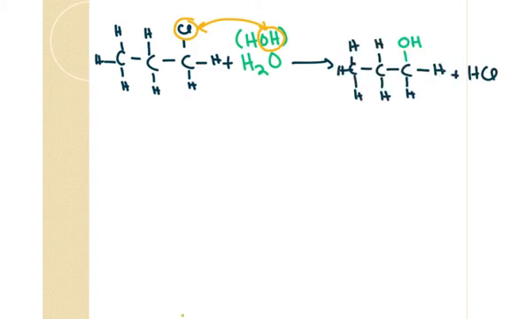So this is how I can make a primary alcohol if I didn't have an opportunity to make one through a different process. Substitution is always a good way to make an alcohol, any type of alcohol really, because you can target the H that you want to. And HCl, once again, would be a byproduct.